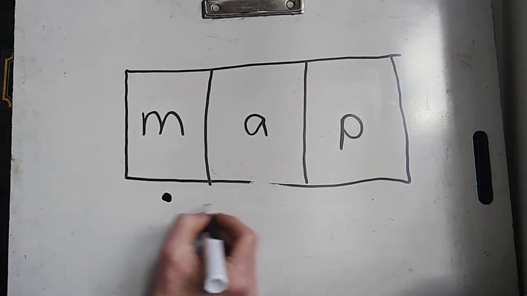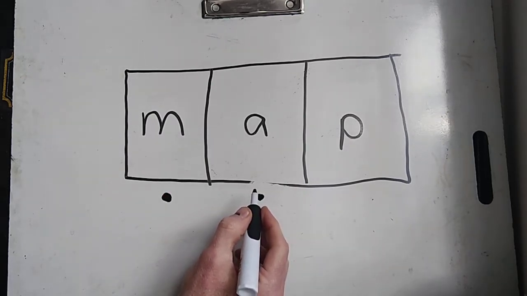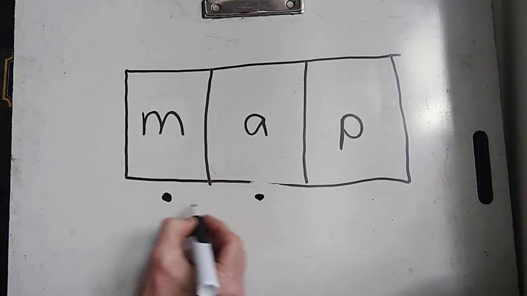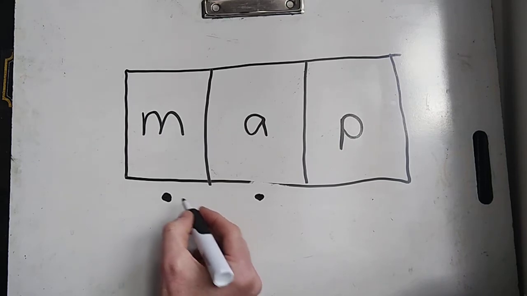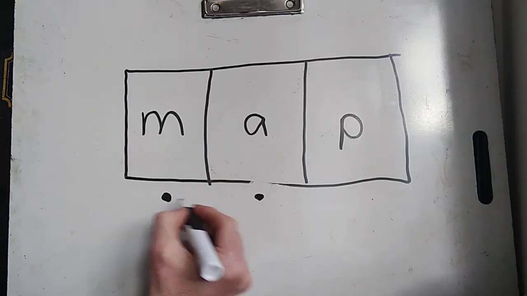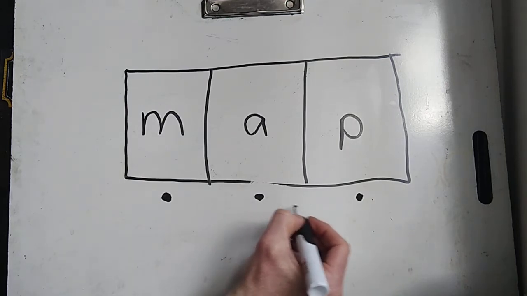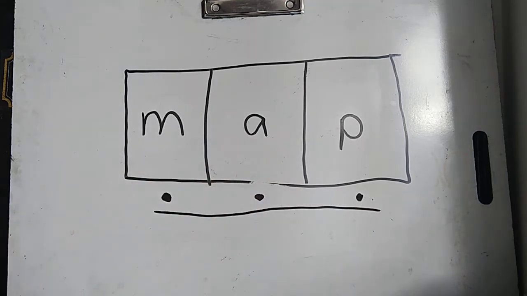Now, what is our first sound? M. What is our second sound? A. Now we need to put those together. Ma. Okay, M and A together, ma. Now we need to put the third sound in there. Ma, p, map.